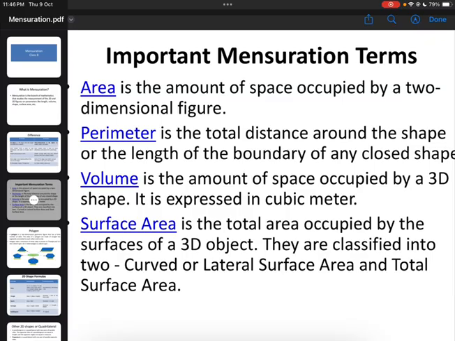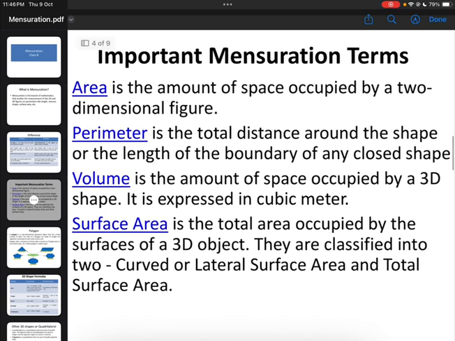What is perimeter? Perimeter is the total distance around the shape or the length of the boundary of any closed shape. Such as you go for a walk in a park, then how much distance you cover is known as its perimeter.